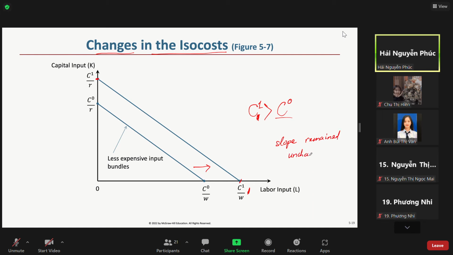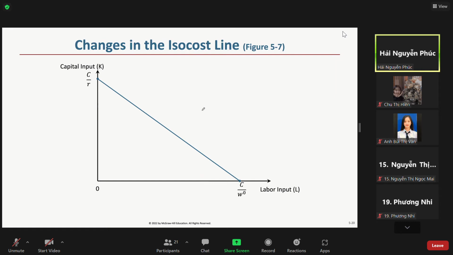unchanged, because we do not have any change in the wage or in the rental rate. So this line tells us about a less expensive input bundle. This one tells us about a more expensive input bundle.